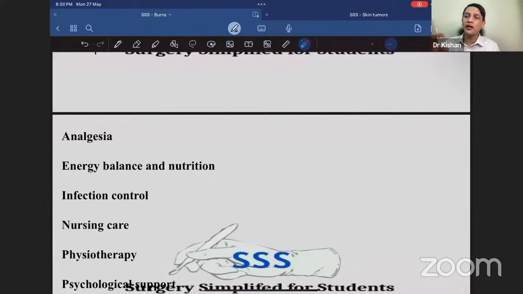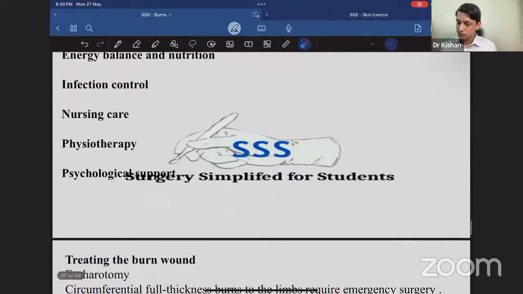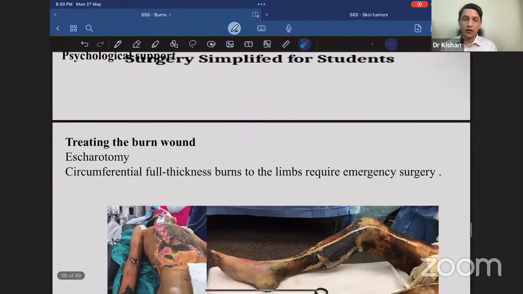Physiotherapy to prevent contracture. Proper physiotherapy should be initiated from the beginning itself, and very importantly the psychological support, the moral support, has to be given. Okay, coming to treating the burn wounds.